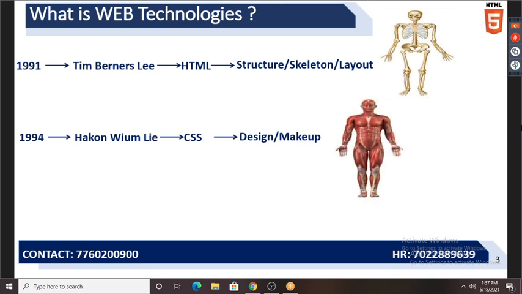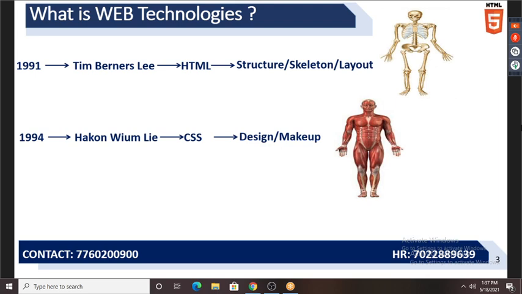Similarly, here we have eyes, muscles, skin, hair, nails. Everything will become what? CSS, guys. Compared to the skeleton, it's looking good. So it is having skin, nails, legs, muscles, everything we have. Yes or no? So this is CSS. It is for designing purpose.